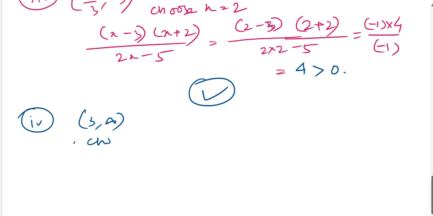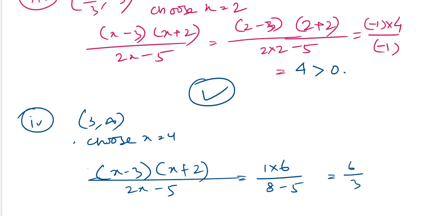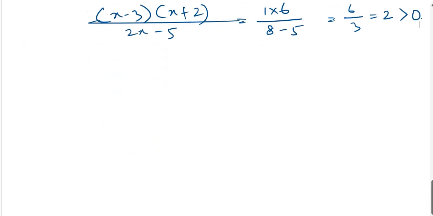Choose x equals 4. Then x minus 3 into x plus 2 divided by 2x minus 5 means 4 minus 3 into 4 plus 2, divided by 2 into 4 minus 5, that means 1 into 6 divided by 8 minus 5, that is 6 by 3, that means 2, a positive number. And the last and final step: combine the intervals.